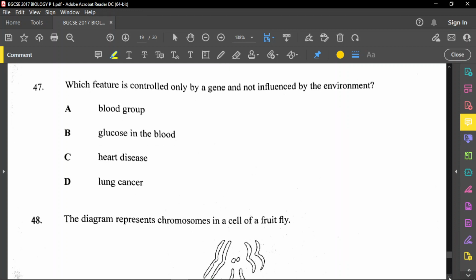All right, 47. It said which feature is controlled only by a gene and not influenced by the environment. So here now: blood group, glucose in the blood, heart disease, lung cancer. All right, so straight off the bat, A, because your blood group is controlled by your genes and definitely is not changed by the environment. So no matter where you go in the world, if you ever go to space, your blood group is the same thing, right? Your glucose in the blood depends on whether you eat food. If you're not eating any food, then you're going to have less glucose in the blood. Or if you just eat a lot of food and are not doing anything, then you're going to have a lot of glucose in the blood.